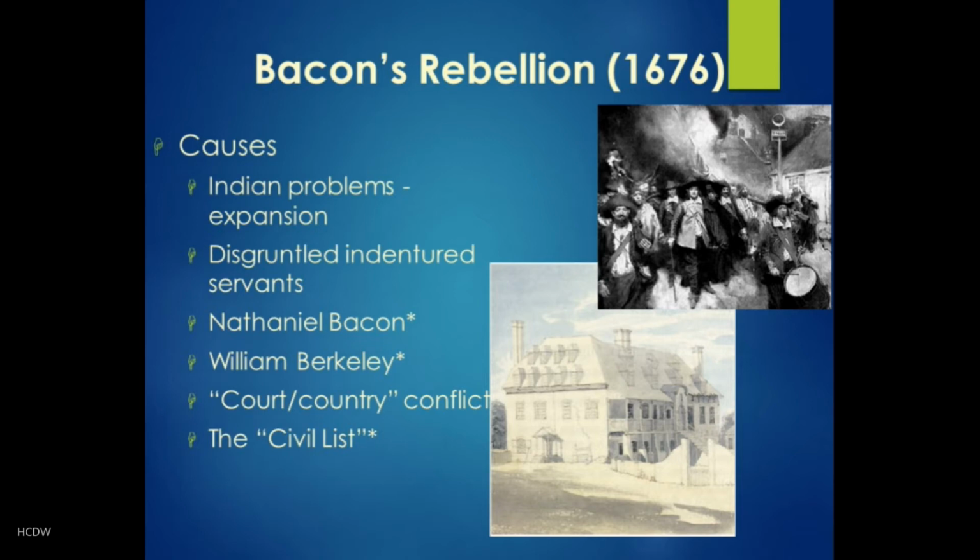Now these two conflicts come to a head in this Bacon's Rebellion in 1676. It begins with a small incident. So many things in history begin with something small that might have been forgotten, but it quickly escalated.